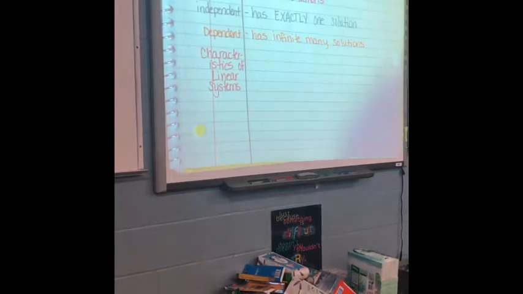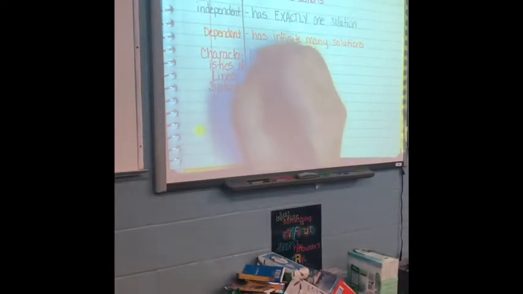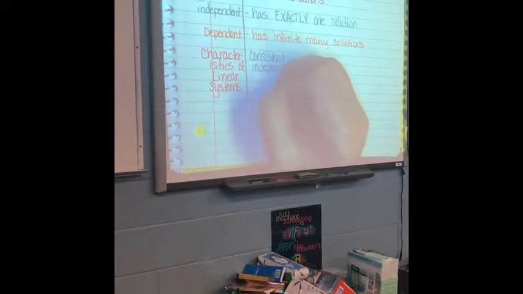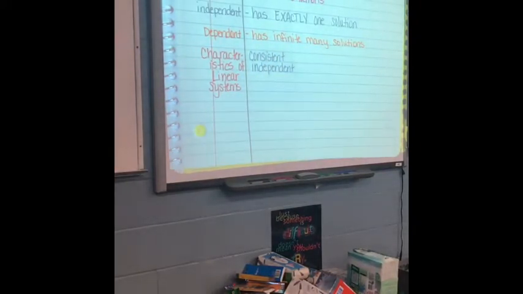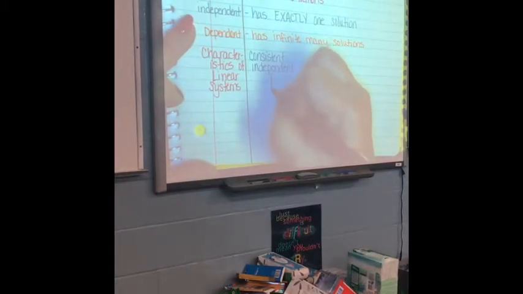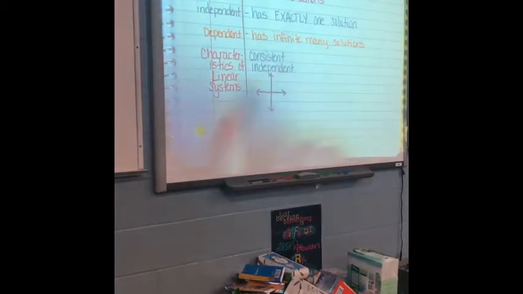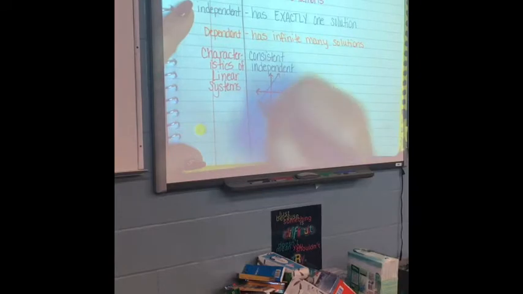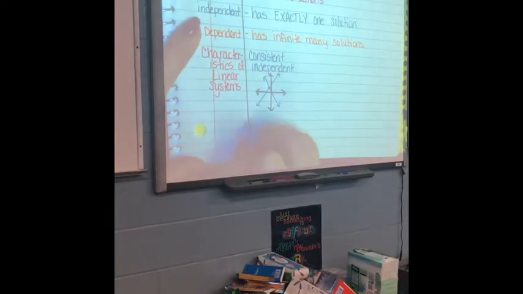Okay. So for the characteristics here, we'll start with consistent and independent. Just our normal intersecting lines, just wherever they intersect. We're going to get exactly one solution.